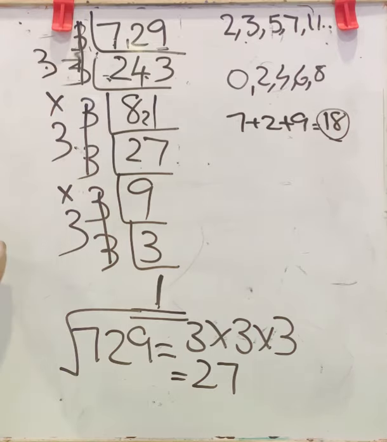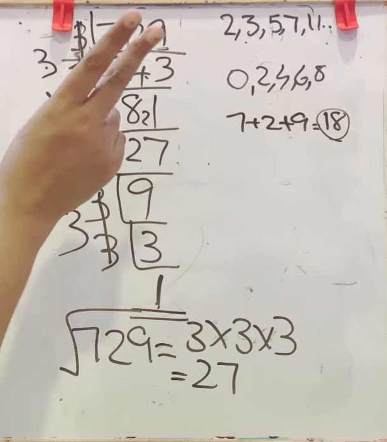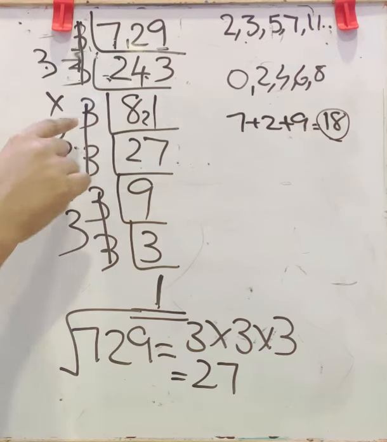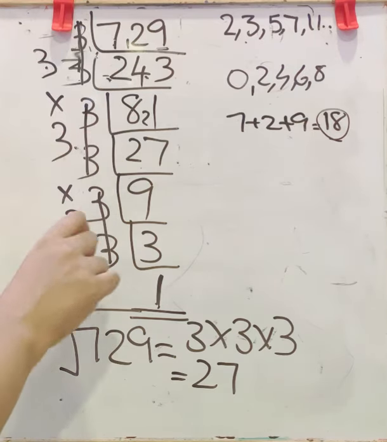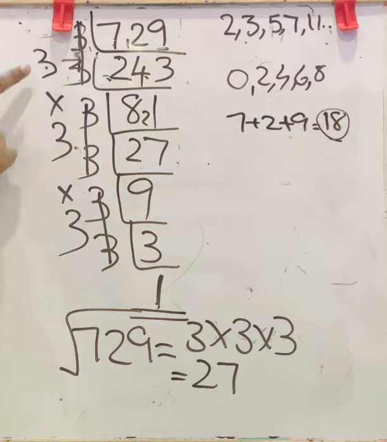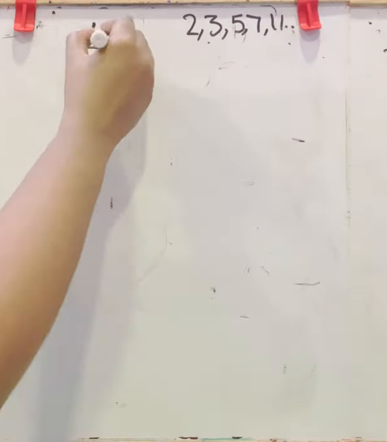Now pair it. In square root, you have to pair with 2. For 2 3s, take only 1. For 2 3s, again take another 3. For 2 3s, take another 3. Now the product of this will be the square root of the given number.